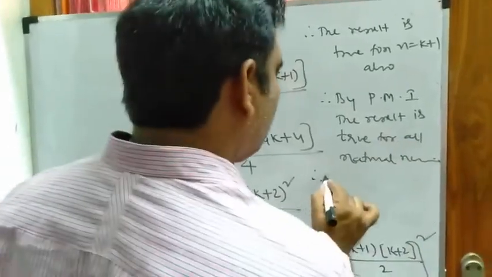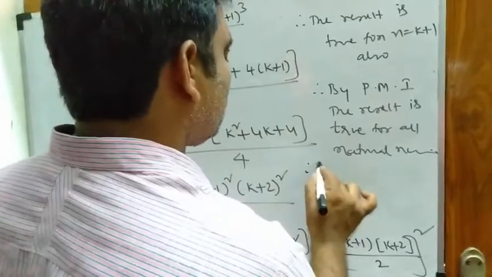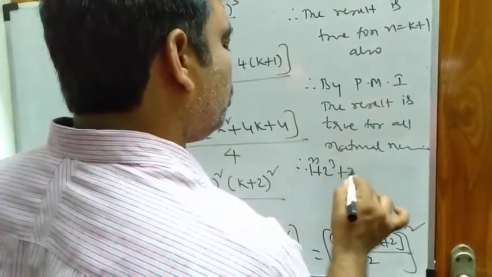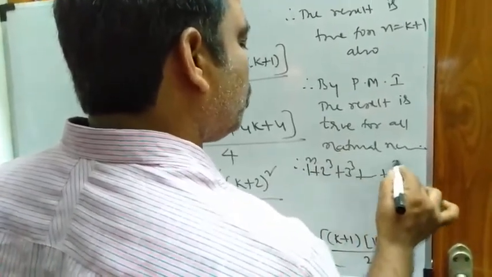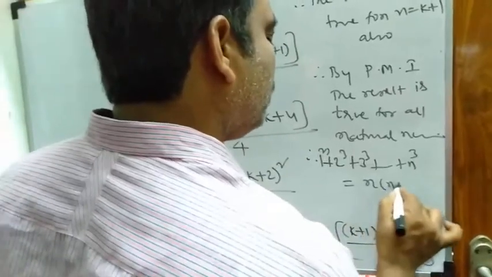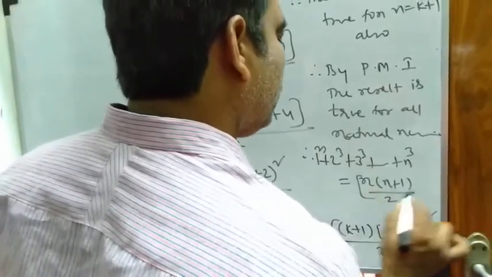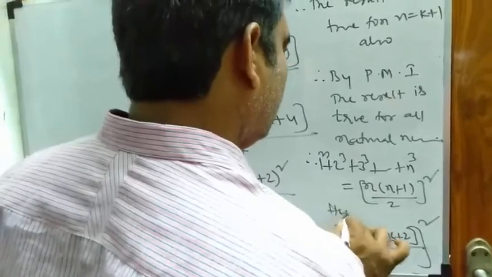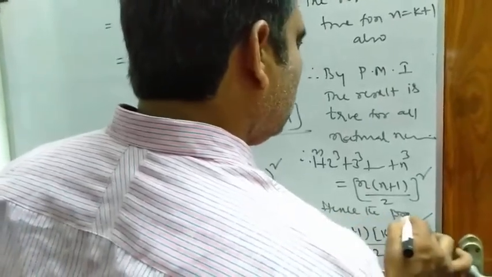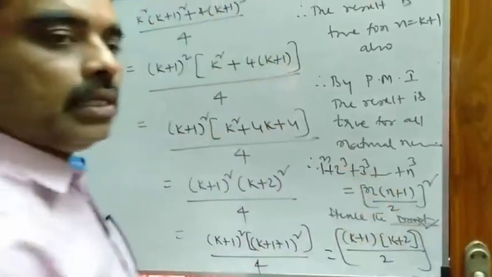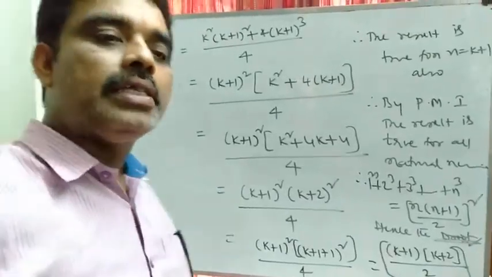That means 1 cube plus 2 cube plus 3 cube plus so on plus n cube is equal to (n into n plus 1 by 2) whole square. Hence the proof. That is the conclusion of the given statement.